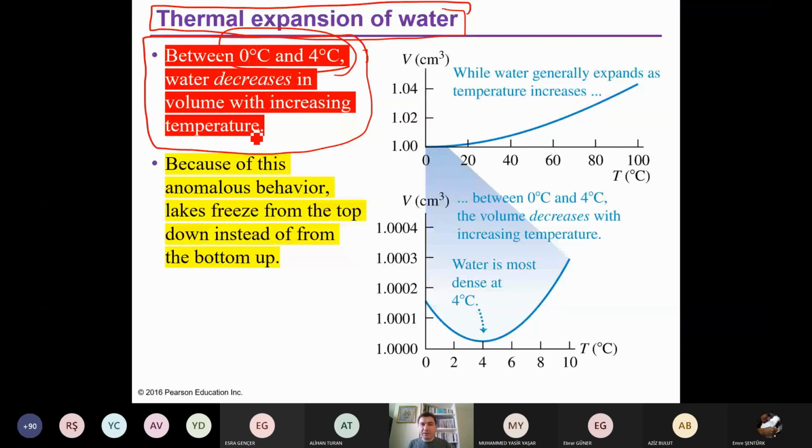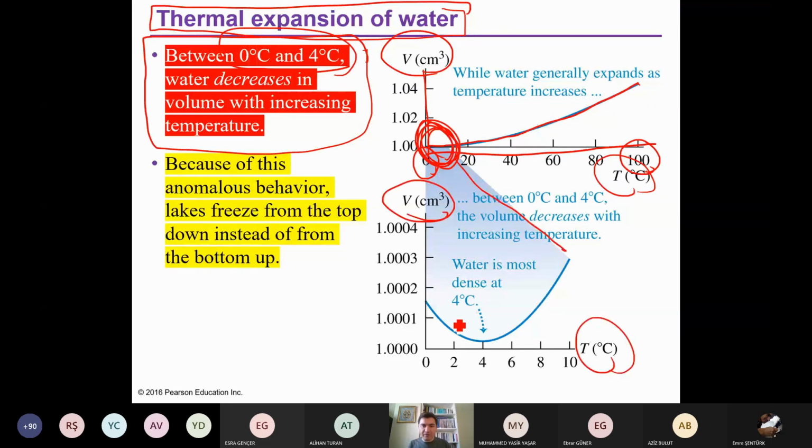So here on the top picture, you see water volume versus temperature. This is 0 degrees Celsius, this is 100 degrees Celsius. And what do you see here? That the water volume increases with temperature. Water expands as temperature increases. But at these low temperatures here in this region, water has different behavior. This is the volume, this is the temperature, and between 0 degrees Celsius and 4 degrees Celsius, what happens?